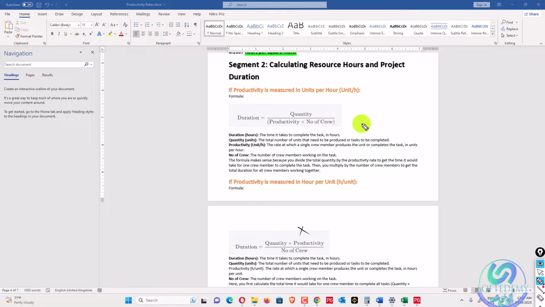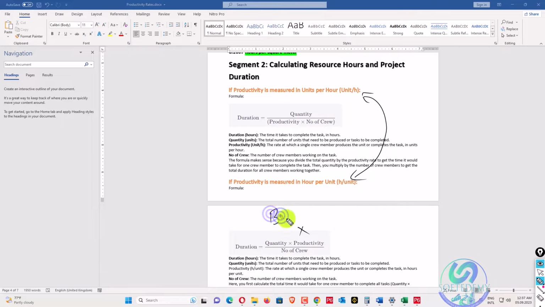So whenever these two are changed, they will have a different impact on your calculation of duration, and even the calculation of your budgeted units also. This also impacts that. I will show you in the next segment what the impact will be. So we'll go to the next segment.